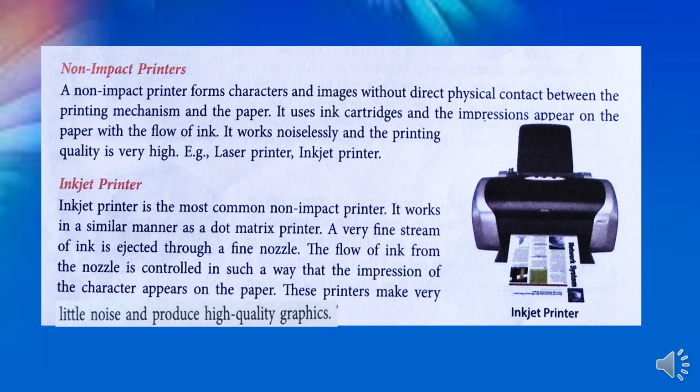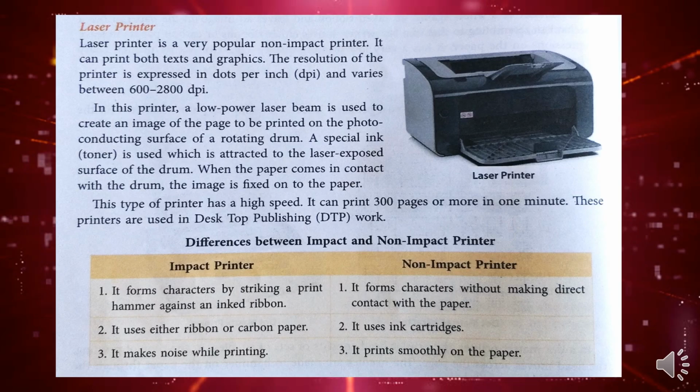Now let us talk about inkjet printers. Inkjet printer is the most common non-impact printer. It works in a similar manner as a dot matrix printer. A very fine stream of ink is ejected through a fine nozzle. The flow of ink from the nozzle is controlled in such a way that the impression of the character appears on the paper. These printers make very little noise and produce high quality graphics.